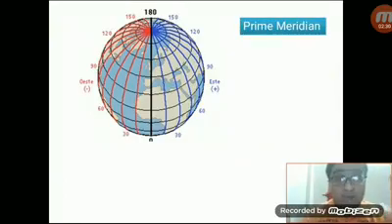So dear students, now I am going to describe the prime meridian. In this world map, the black colored line is called the prime meridian, and it goes over the Royal Observatory in Greenwich, which is located in London city. This is assumed as the middle of all longitude lines on the world map.